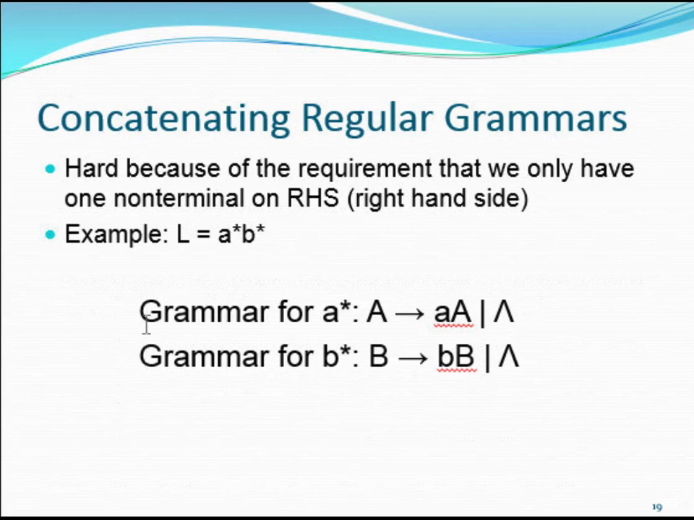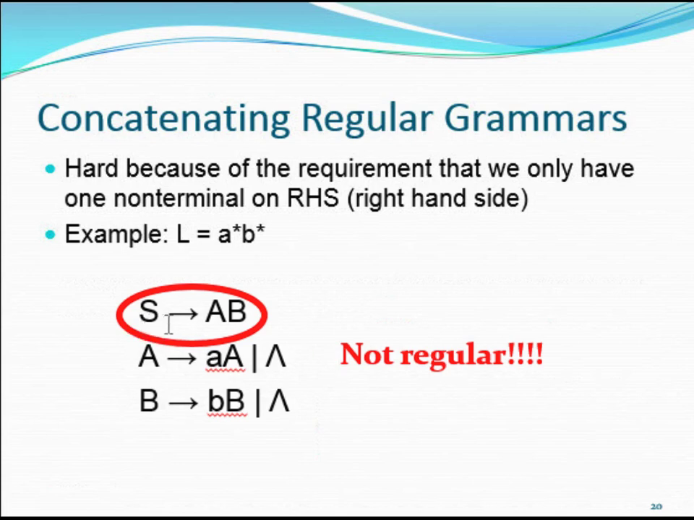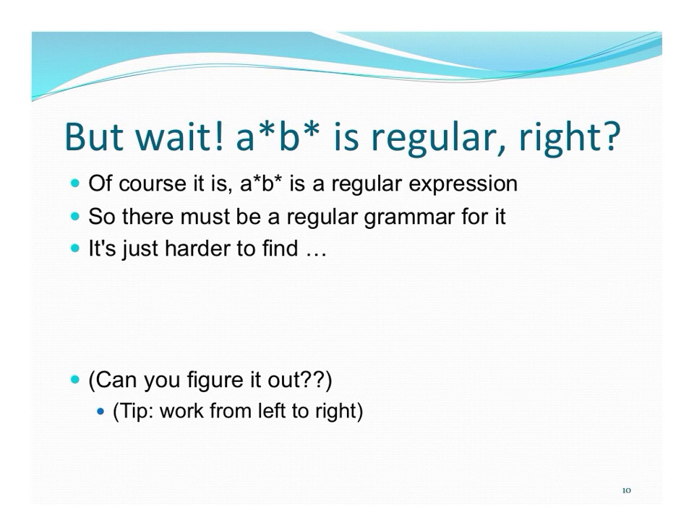Individually, these are pretty easy. But I can't just squish things together if I want to figure out the language for A star B star. It would be really nice if I could just say S goes to the A part followed by the B part. But if you look at this first rule, S can't go to AB because these are both non-terminals, and a regular grammar has to have only one non-terminal on the right-hand side. But we know that A star B star is a regular language, so there's going to be a regular grammar for it. We're just going to have to look harder to find it.